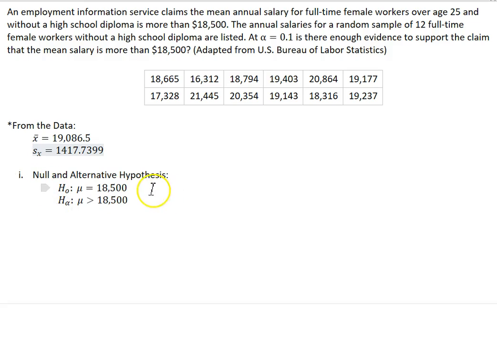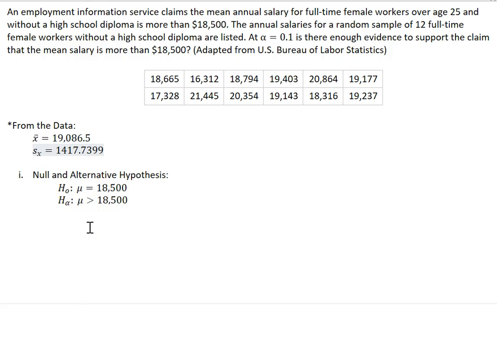So I have my null and my alternative. My null is that my population mean is 18,500 or less. I could put a less in here also, but we no longer have to do that. We can just put equals all the time for the null hypothesis, and the alternative will have a greater than or less than sign, right? So I think it's more. If it's not more, I'm just saying it's equal.